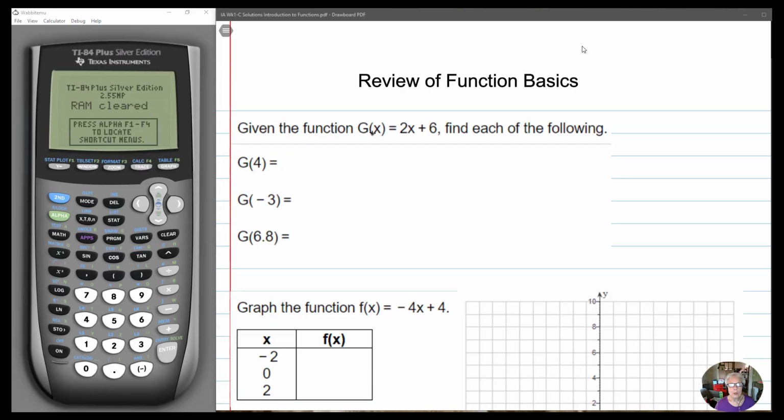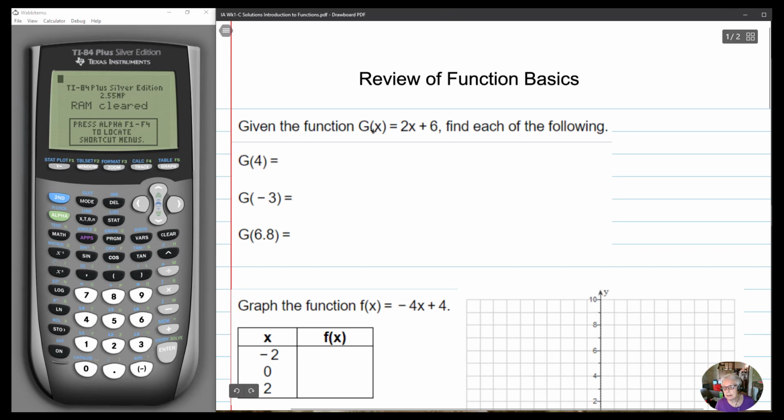Hi there. We're going to be reviewing functions. Let's do it. Here's a function. This function is the same thing as y equals 2x plus 6. This is the equation of a straight line.